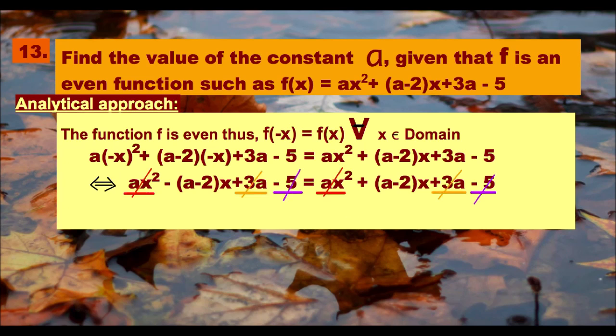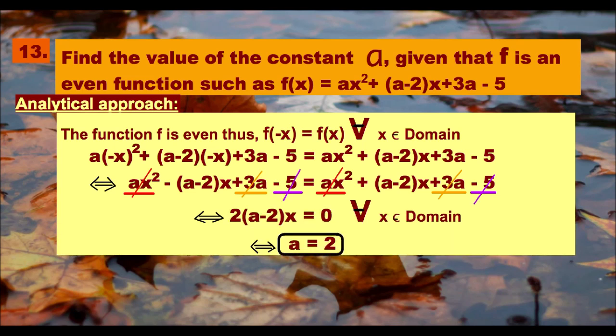Cancel like terms. We cancel our reds, our purples, and our yellows. Add (a minus 2) times x on both sides of the equation. Equivalent to 2 times (a minus 2) times x equals 0 for all x in the domain. Equivalent to a equals 2.